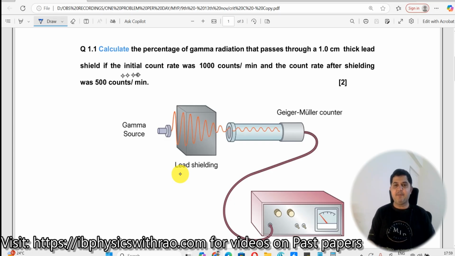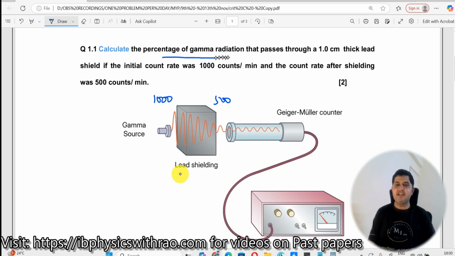Calculate the percentage of gamma radiation that passes through a 1 centimeter thick lead shield. The initial count rate was 1000 counts per minute. Here it is 1000 counts. And the count rate after shielding was found to be 500 counts per minute. Which means, if the shielding was not there, all the 1000 were passing through. If the shielding was there, only 500 was passing. And he is asking you to find out the percentage of gamma radiation.